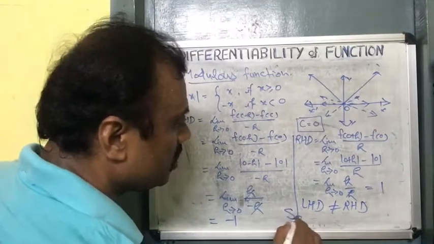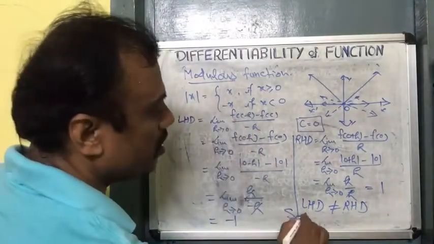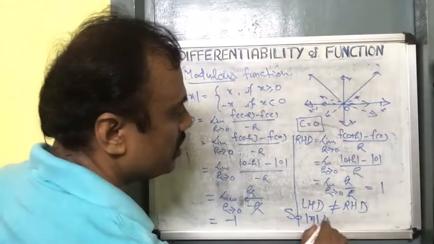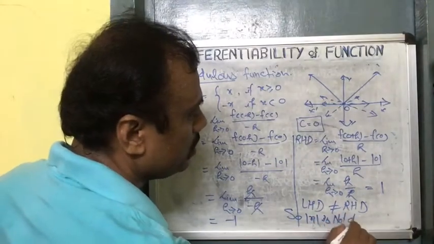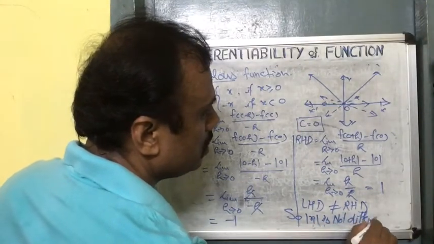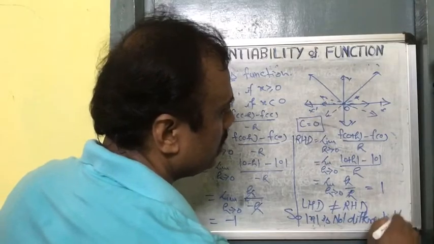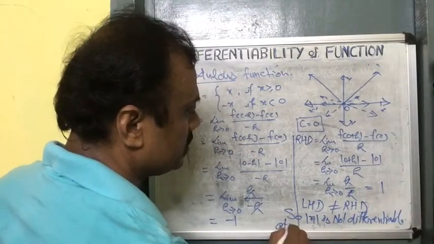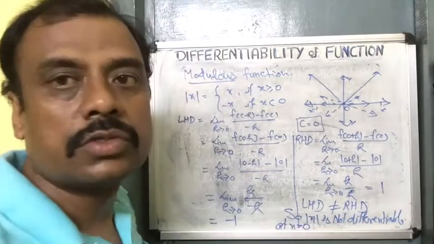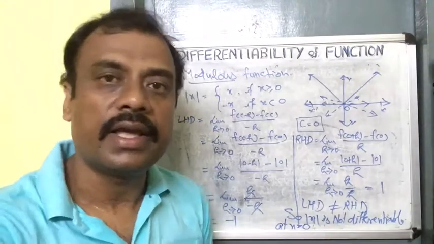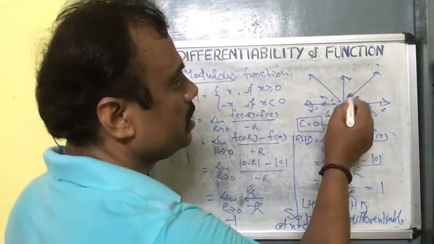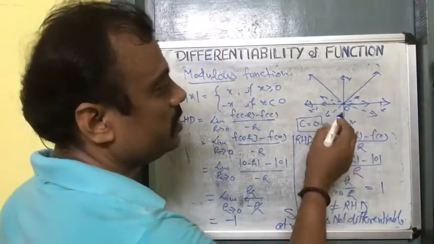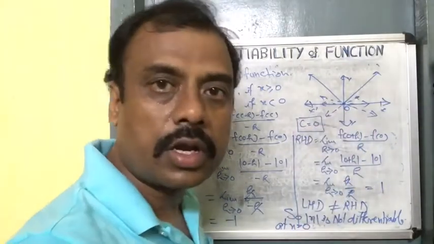So the given function mod x is not differentiable at x equals to 0. So mod x is not differentiable at x equals to 0, which we have already concluded because there is a corner point.